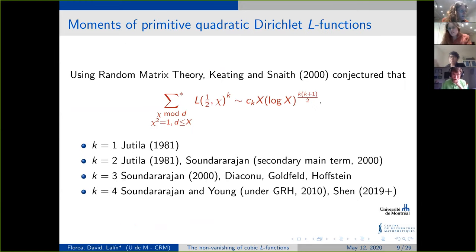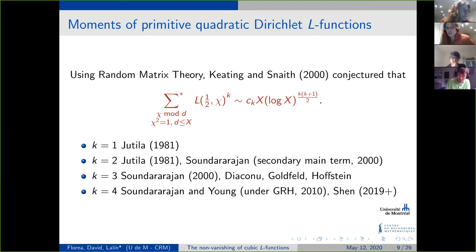Okay, so now we're interested in studying these moments, and the first two cases have been known for quite a while, actually. Since 1981, they were computed by Utila. The result, I should say, has an error term. So it's not an exact formula, but an asymptotic.